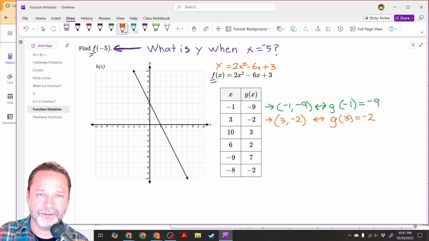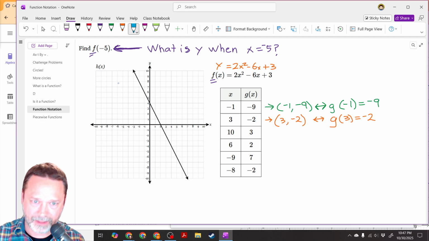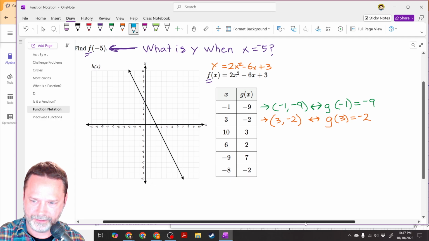And that's another thing, is that we can talk about multiple functions at the same time because now we're kind of naming them within this notation. So that's kind of nice. Now let's go ahead and find f of negative 5. So the way I'm going to do that, I'm just going to scroll over here.